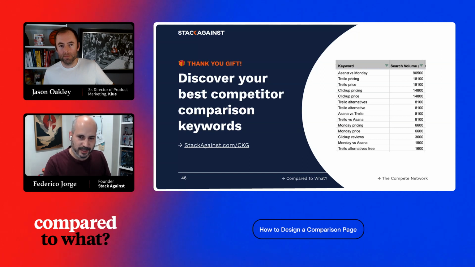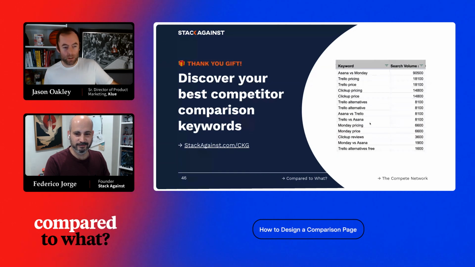So in this case, let's say you're Asana, you can add Monday, Trello, ClickUp, everyone in the project management space, and then add your email in there, and you're going to get a keyword report just like this one, where you can see the search volume for all these different competitive-based keywords. And hopefully that's going to kickstart your strategy and your thinking for these comparison pages. At least it's going to give you the SEO perspective, so you can start figuring out which competitors to target for your comparison pages. Love that.